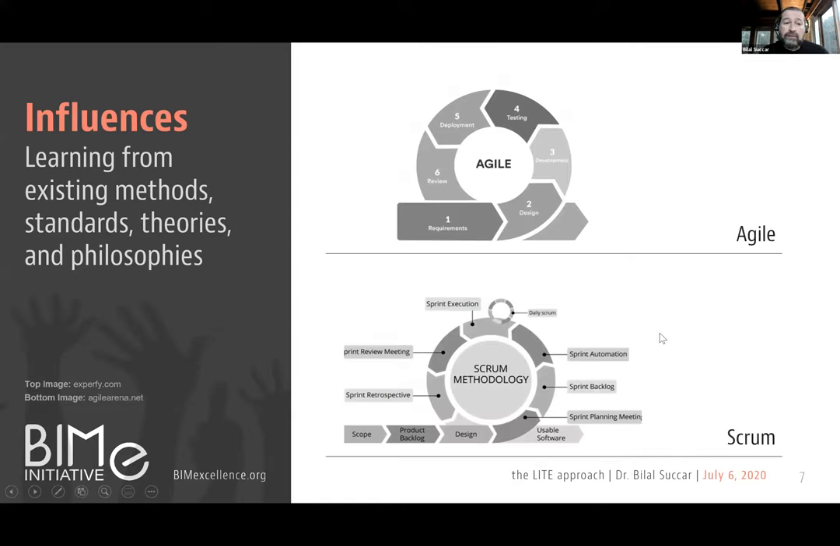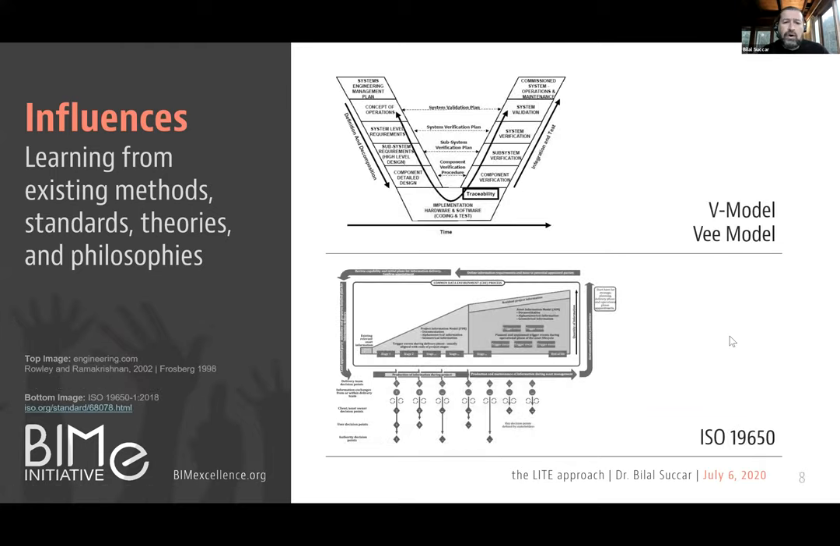We can learn massively from the agile and Scrum methodologies in project management, especially in the software industry. But these are optimized for digital outputs. They're not really optimized for physical products. So we can learn a lot, but at the same time, they're not applicable on their own. We could go on and on.